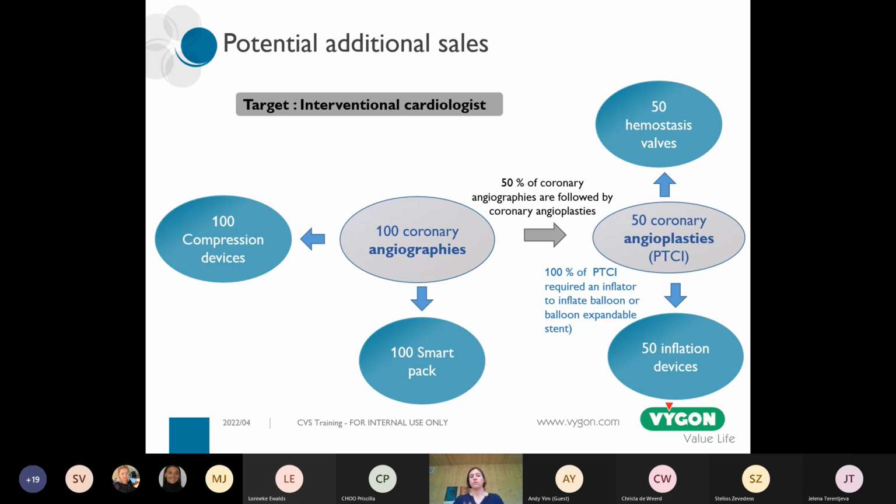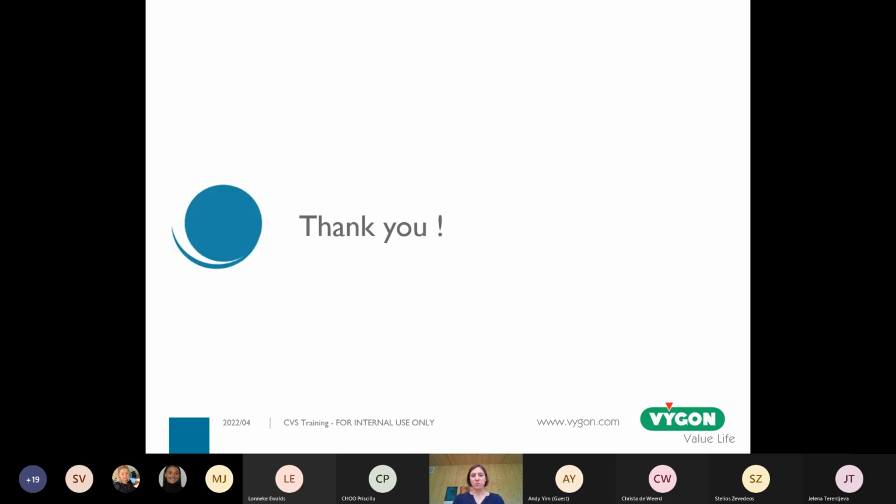So with this slide, you can see that for one target, you have a lot of products. Here I have added the smart pack. If you were at the training yesterday, Elodie explained that it is a pack with drape and gallipot and things like that, all the basic components for angiography and angioplasty. So you can see that you can sell 4 products to an interventional cardiologist.